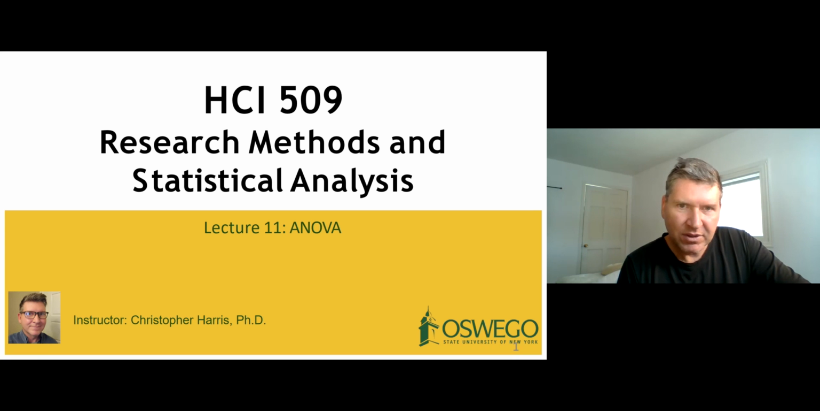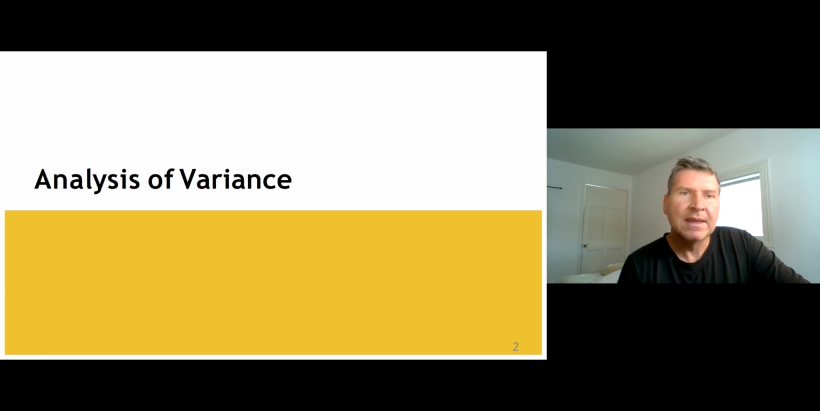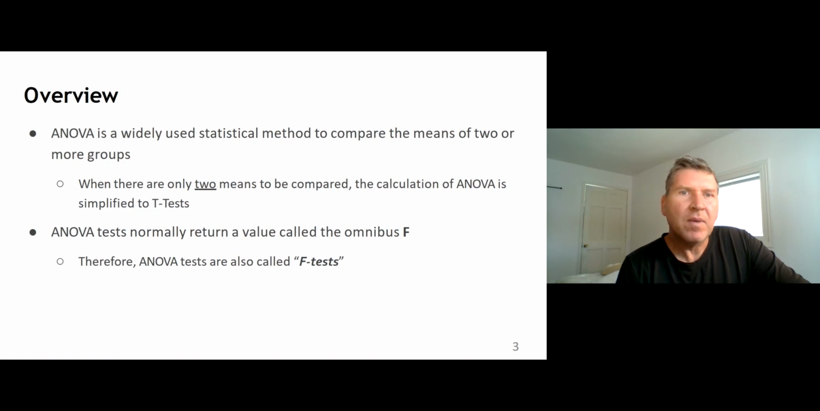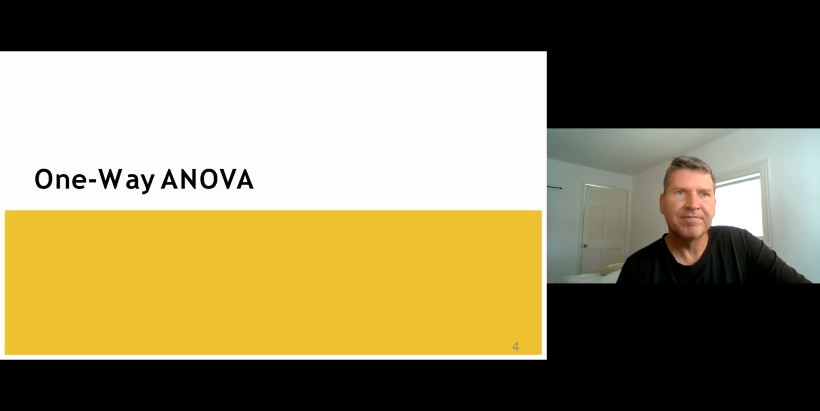In this lecture, Lecture 11, we'll talk about ANOVA. ANOVA, if you recall, stands for Analysis of Variance. It's a widely used statistical method to compare the means of two or more groups. When there's only two means to be compared, we simplify ANOVA to just be t-test. It's a lot easier to work with, but it's a rarefied version of ANOVA, if you will. ANOVA tests normally return a value called the F statistic, so we refer to ANOVA tests as F tests.